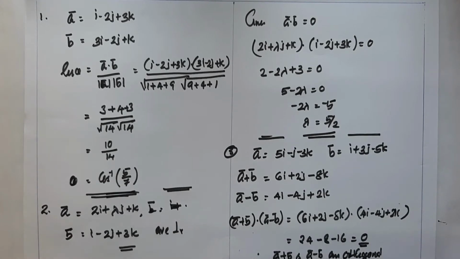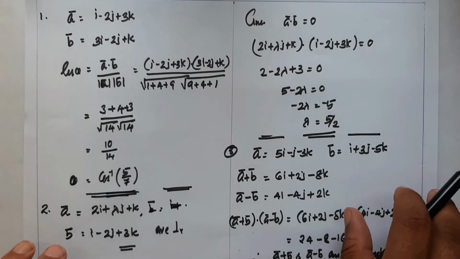Orthogonal means their dot product becomes 0; we have to prove that the dot product of a plus b and a minus b is equal to 0. We get the answer, and therefore a plus b and a minus b are orthogonal. So, it's a very simple problem.